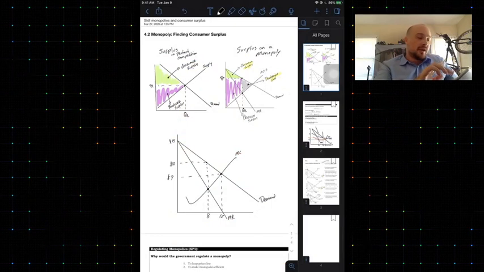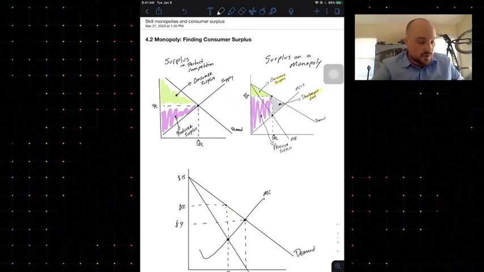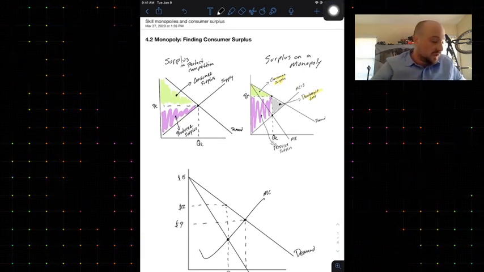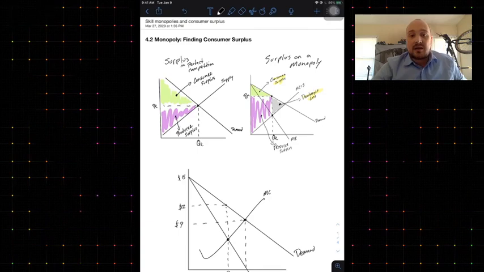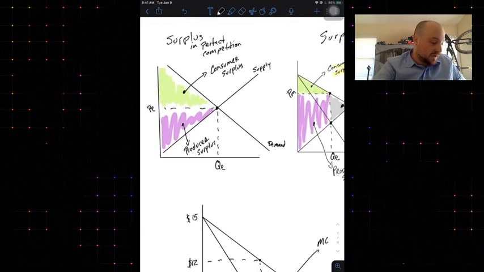You should have already downloaded or copied over whatever system you're using these notes, which you can locate on the teams. But now we're looking at 4.2 Monopoly finding producer and consumer surplus.